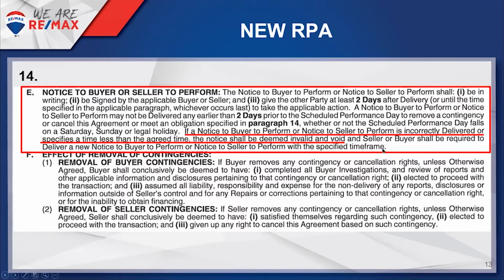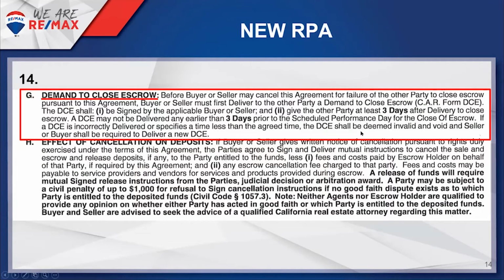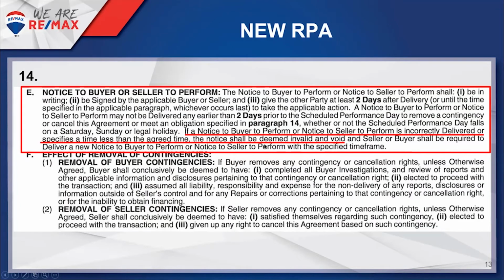It means nothing. And the buyer or the seller, whoever is delivering the notice, would have to give a new notice with the correct specified time frame. So that is very nice to have in the contract. So if you get an incorrect notice to perform, it's like not getting one. Likewise, if you're giving them, make sure you're correct in what you put in the notice to perform.